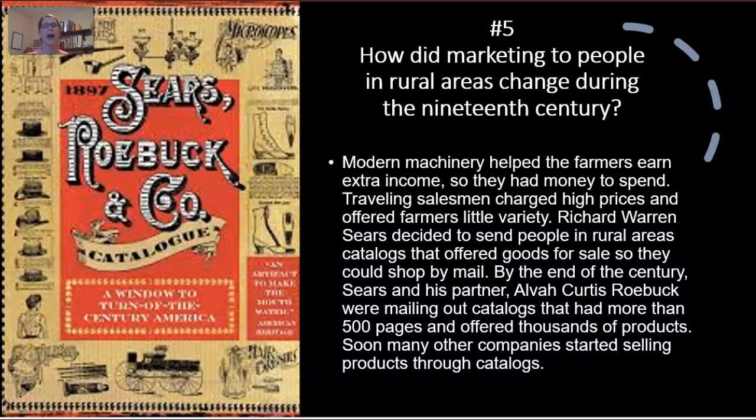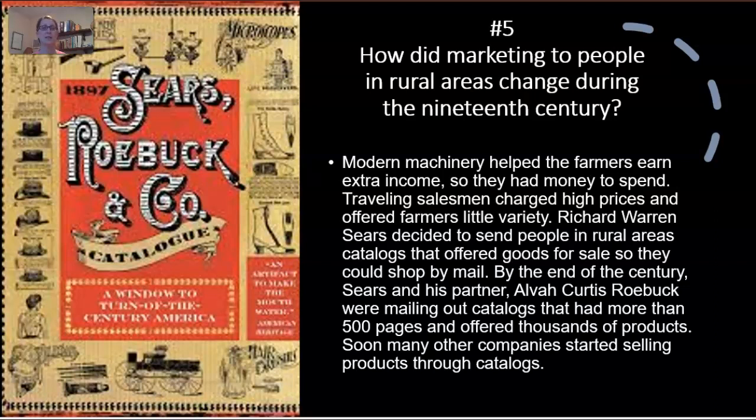Number 5, how did marketing to people in rural areas change during the 19th century? Modern machinery helped the farmers earn extra income, so they had money to spend. Traveling salesmen charged high prices and offered farmers little variety.